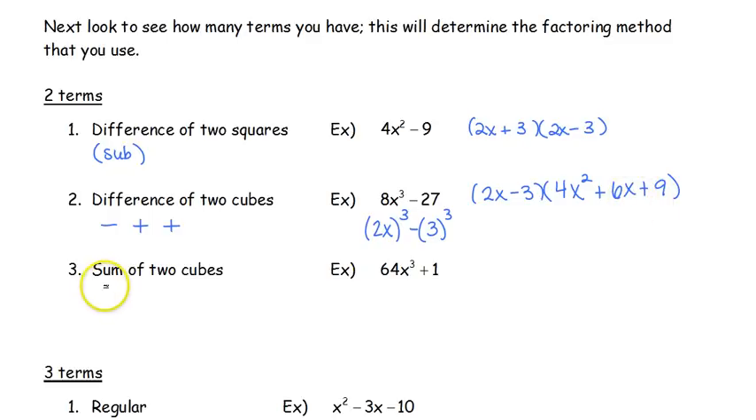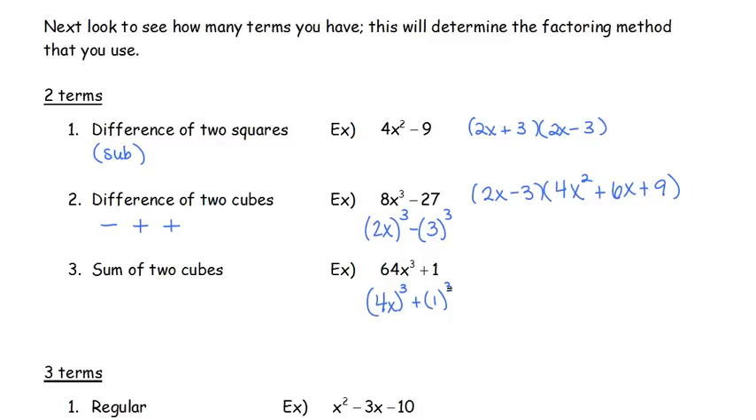Alright, our third option, if we have two pieces, is the sum of two cubes. The only difference from above is that we have two cubes, but instead of subtraction, we're going to have addition. So again, what number cubed gives us 64? That is 4. So our first term, our a term, is going to be 4x. What number cubed gives us 1? Sometimes this tricks some people. 1 cubed is 1. 1 to any power, no matter what, is going to be 1.